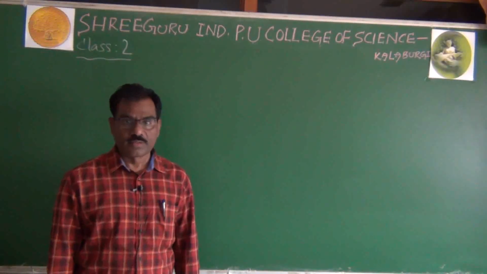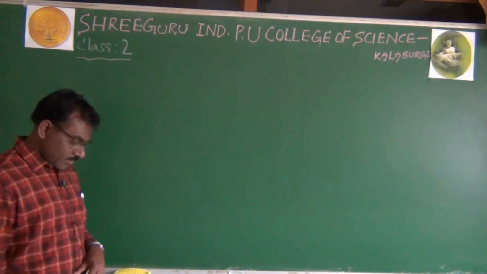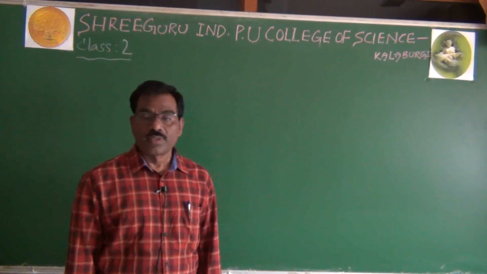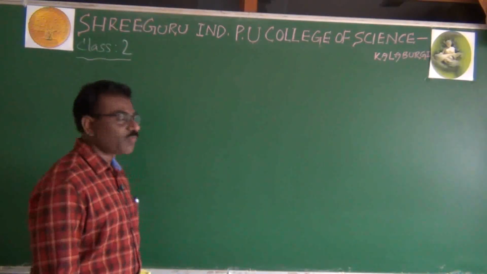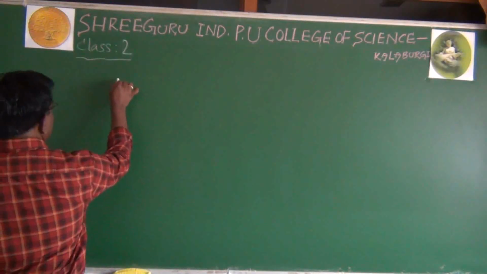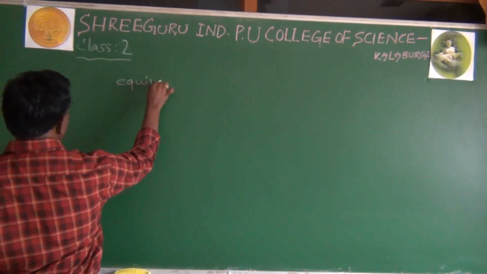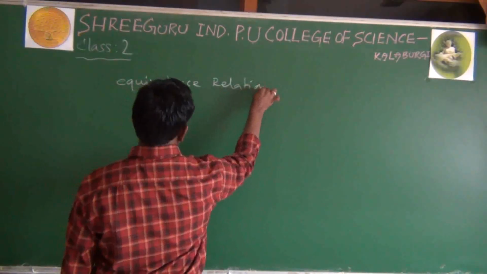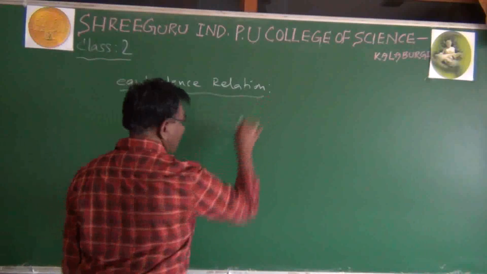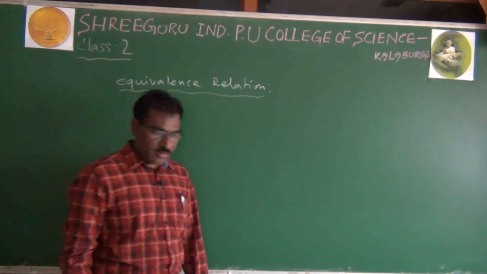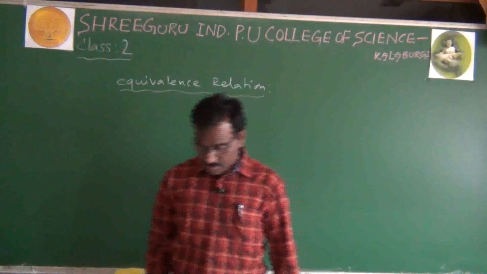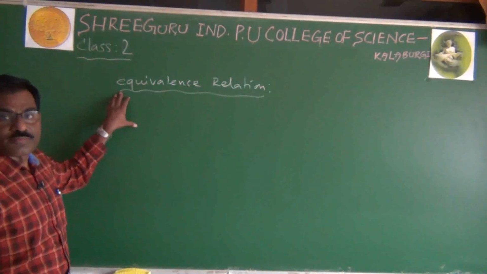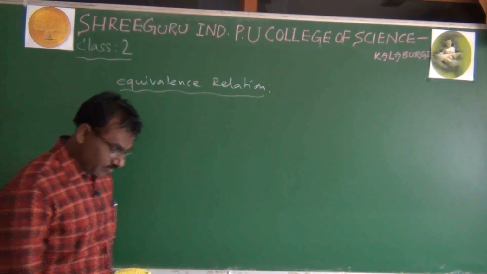We continue yesterday's class. Yesterday's class had the last definition, transitive relation. Today one more definition, equivalence relation. Yesterday reflexive was explained, symmetric and transitive. This is also a type of relation, equivalence relation.